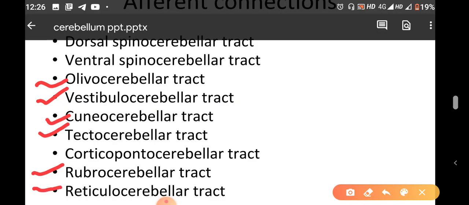The reticulocerebellar tract arises from the lateral reticular nucleus, enters through the ipsilateral inferior cerebellar peduncle and is distributed to the whole of the cerebellar cortex.